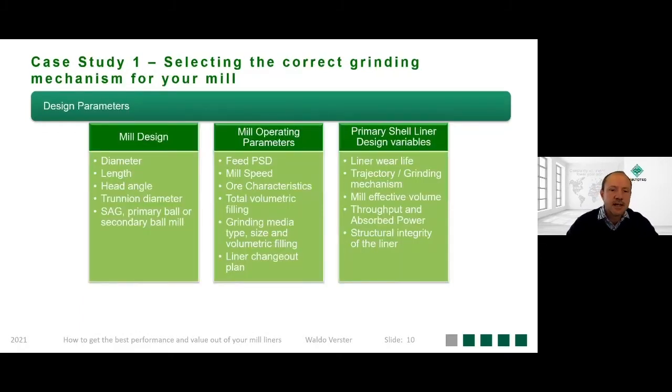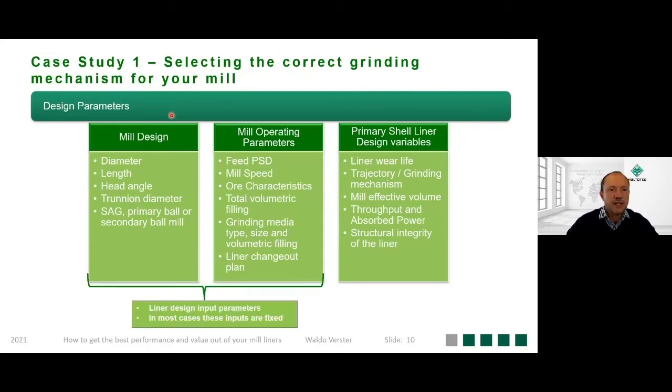Let's look at the liner design parameters. So we have a set of inputs that in most cases are fixed. We cannot really change them, with one exception, and that is the mill speed. If a VSD is fitted, we can vary the mill speed through the liner life, as well as a function of the liner design.